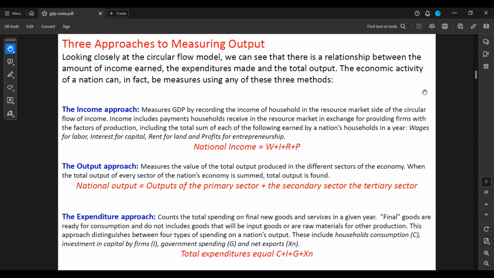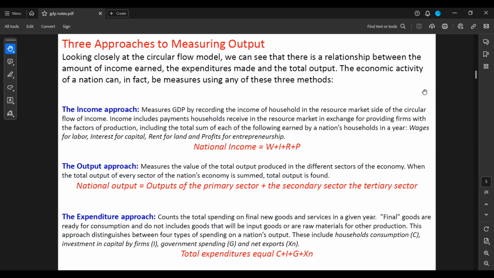The output approach measures the value of the total output produced in the different sectors of the economy. When the total output of every sector of the nation's economy is summed, total output is found. National output is equal to outputs of the primary sector plus the secondary sector, and so on and so forth, plus the tertiary sector onwards.